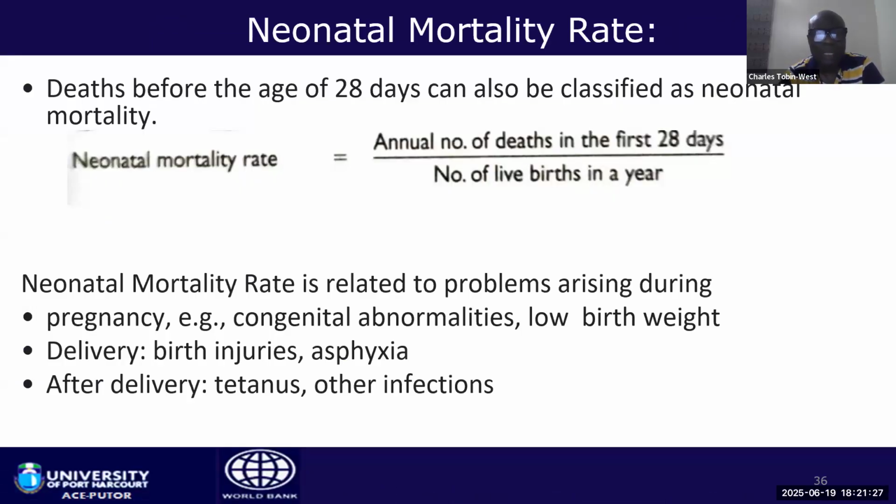The other one is neonatal mortality rate. It's the deaths between birth and 1 month, 28 days, classified as neonatal mortality rate. Okay? Neonatal mortality rate is related to problems arising during pregnancy, for example congenital abnormalities, low birth weight and all that. It can happen where there are birth injuries, asphyxia. That is what I'm talking about, our healthcare system also. Or after delivery, things like tetanus or other infections. When the healthcare system is weak, you see children getting infected at the point of delivery. So here it talks much about our healthcare system.